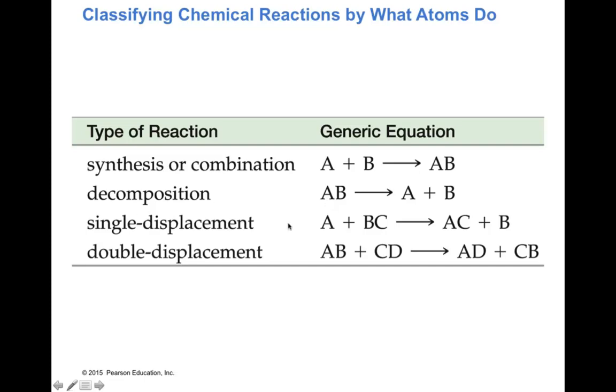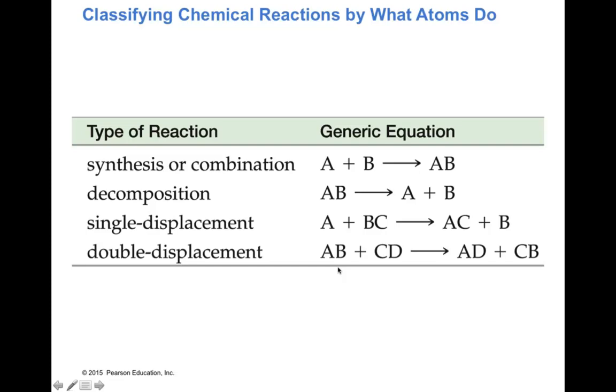The single displacement, here you can see that you have one element. This could be a metal, and you have here a compound, and this one has a B and a C. This is a cation. This is an anion. So now with the A, you can displace the B and produce a cation from A, and then the B cation will produce a neutral element. Okay, and this is a single displacement. The A displaced the B to produce the AC plus the B that was displaced.